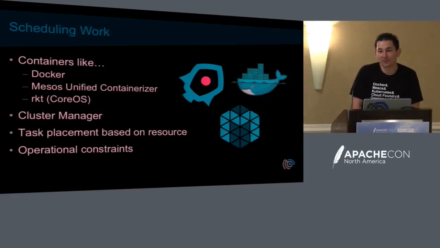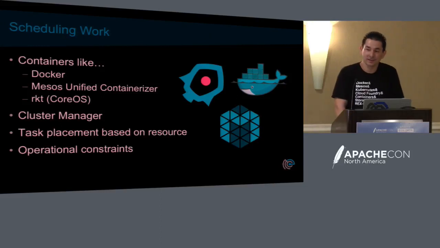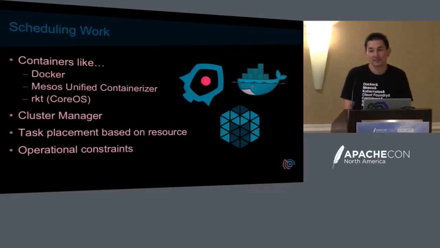So scheduling work. So what kind of work am I talking about? So I'm talking about containers. So we're talking container schedulers. So containers like Docker, Mesos has a unified containerizer, and then for those that are familiar with Rocket and CoreOS, those types of containers. Already talked about that. Container schedulers are effectively a cluster manager. If you have a particular workload that comes down and needs to be rescheduled, it does that. It's also a resource manager, right?